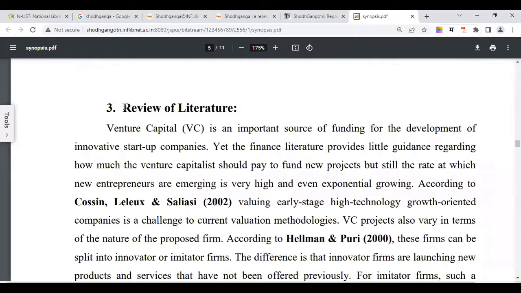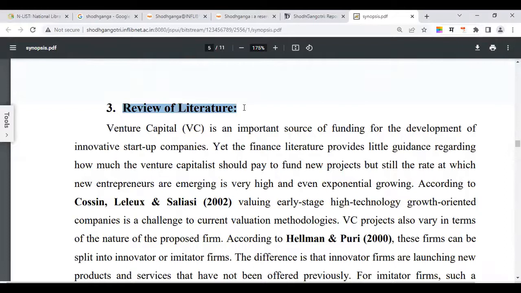Later on, one of the most important things we have to understand is the review of literature. What is review of literature? Whatever topic you have taken for the research, you have to search for information on the basis of it. We'll find so much information on venture capital, or whatever your topic is. So you have to write what type of research has been carried out by people in the past. That is your review of literature, and we have to collect that literature and mention it here.